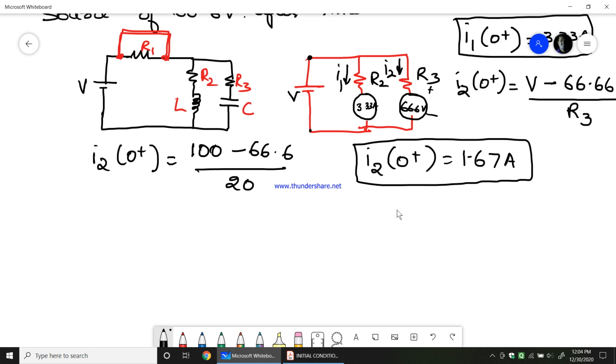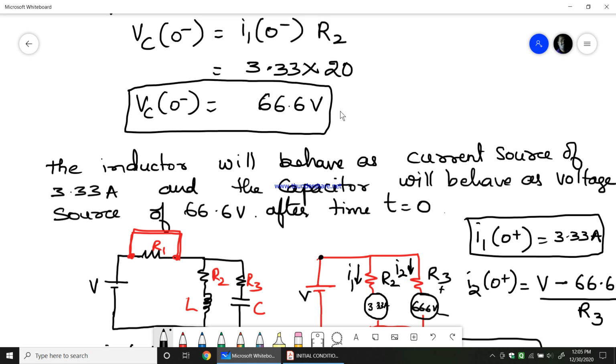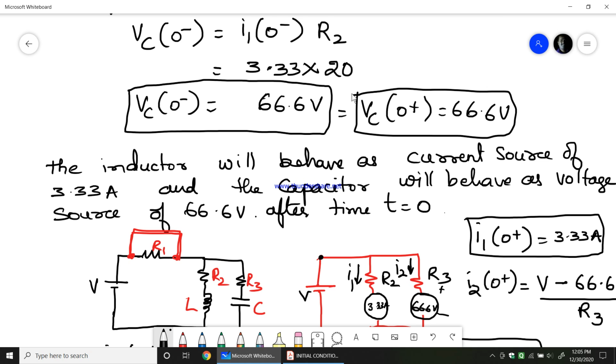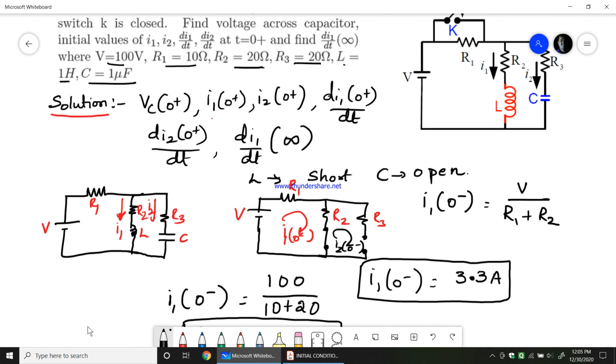Now we got the equation I2 and we got I1 of 0 plus, I2 of 0 plus, then we got VC of 0 minus, which is again equal to VC of 0 plus only, which is again 66.6 volts. So if you go back and look into the parameters which we need to calculate for this problem, we have found VC of 0 plus, I1 of 0 plus, I2 of 0 plus.